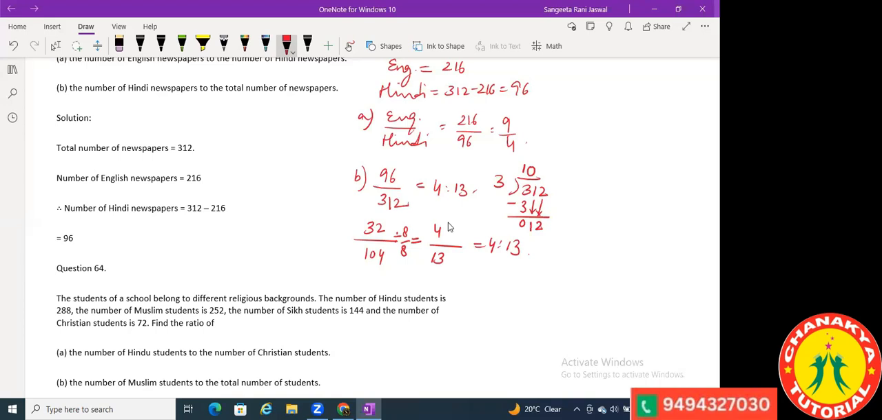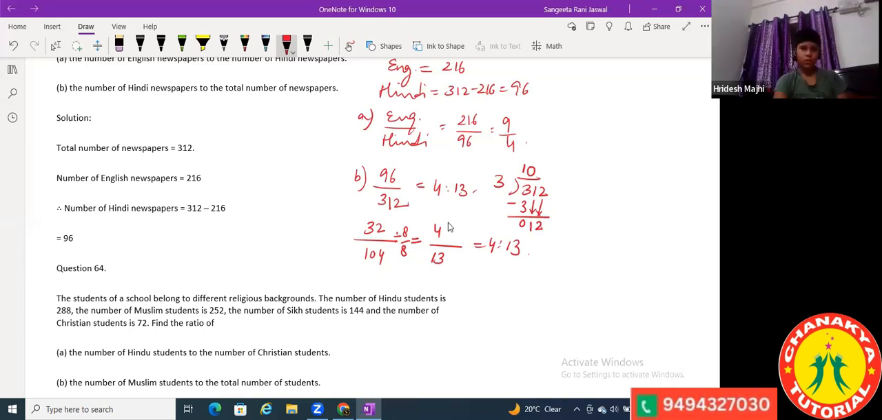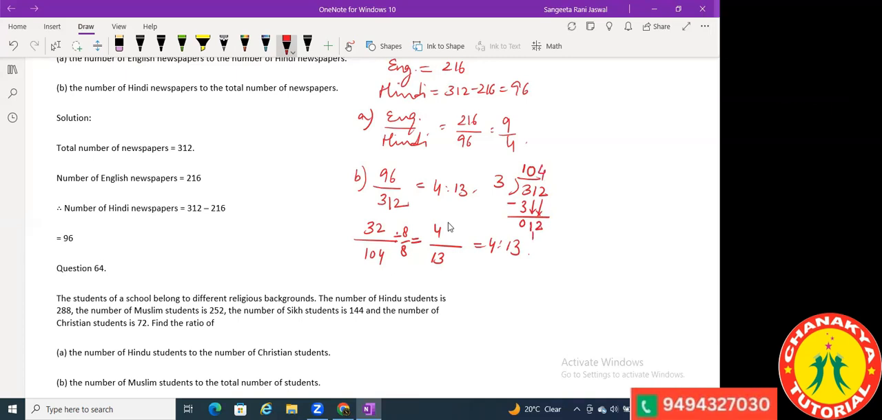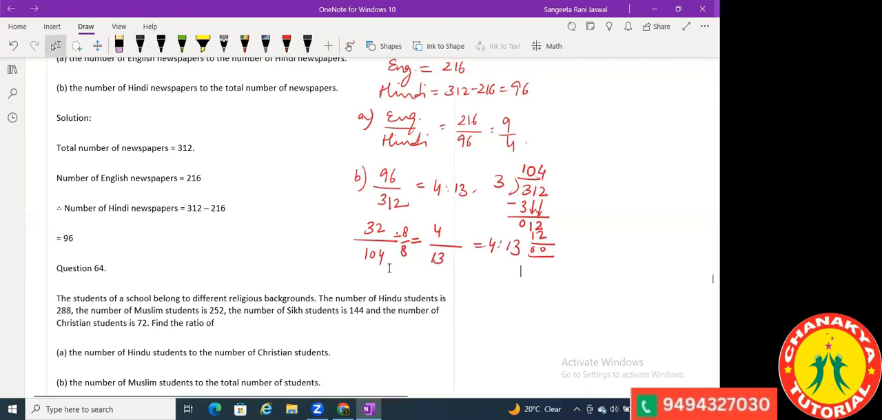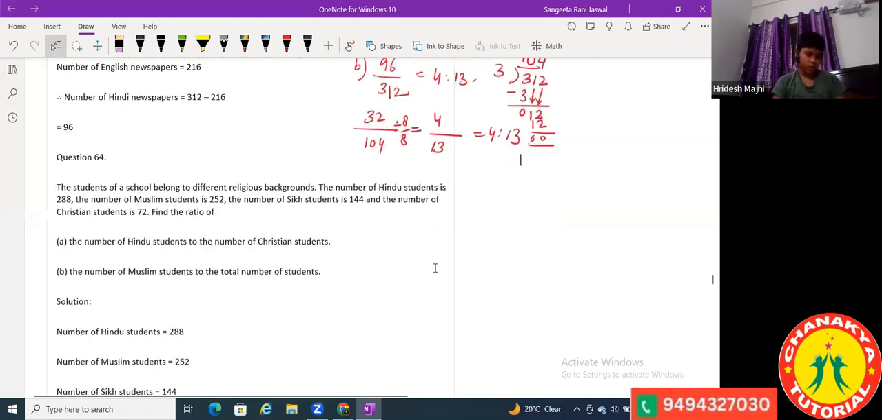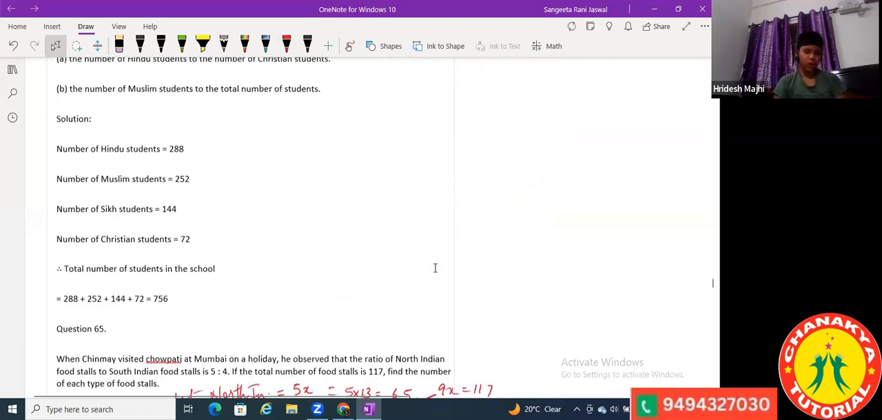You get it? Okay. Yes, ma'am. We'll put 1 0 here. Now 3 4s are 12. Got it? So 104, 96. Sorry, 32 by 104. And now 32 by 104, when you divide both numerator and denominator by 8, you get 4 by 13. Then further we can't divide it. Okay, teacher, I understood.